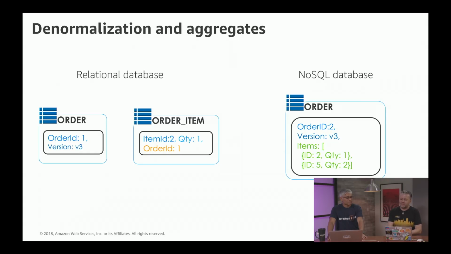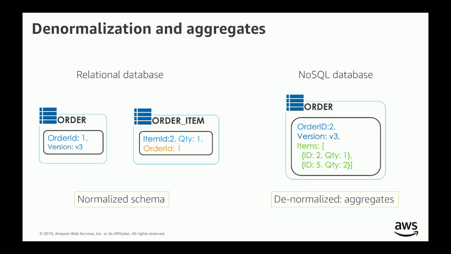So if I'm using the same partition key for my order and my order items, they will be stored close together, and I can actually use a single operation to either write or read my orders. And so while we have a normalized schema on the relational side, in NoSQL databases, we denormalize data and store them as aggregates. So in this case, an order is an aggregate that I work with.